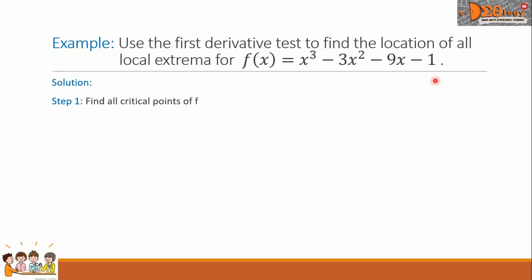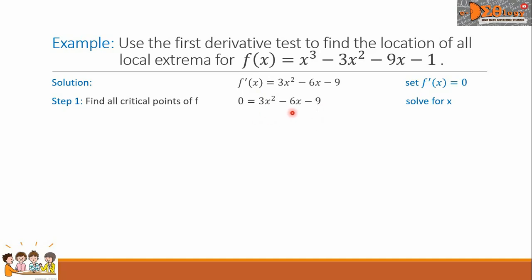For our solution, let us do step 1, and that is to find all critical points of the function f. The first step is to find the derivative. So f prime of x is equal to 3x squared minus 6x minus 9. And from here, let us set f prime of x to 0. So we will change the left side into 0. So we have now 0 equals all the members of the right side. Then let us solve for x.